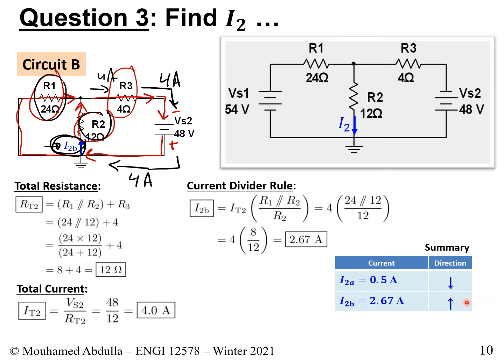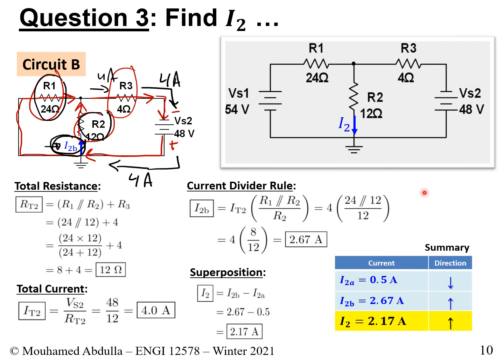Now we could apply superposition. We have 2.67 amps up, and we have 0.5 amps going down. If you look at the resultant of both, the bigger value is the total, the overall current will go with the direction of the bigger value. So it's going to eventually go upward by 2.67 minus 0.5. And this is basically what superposition tells us. So it will go upward by 2.17 amps. And this is the final result that we got for question 3.